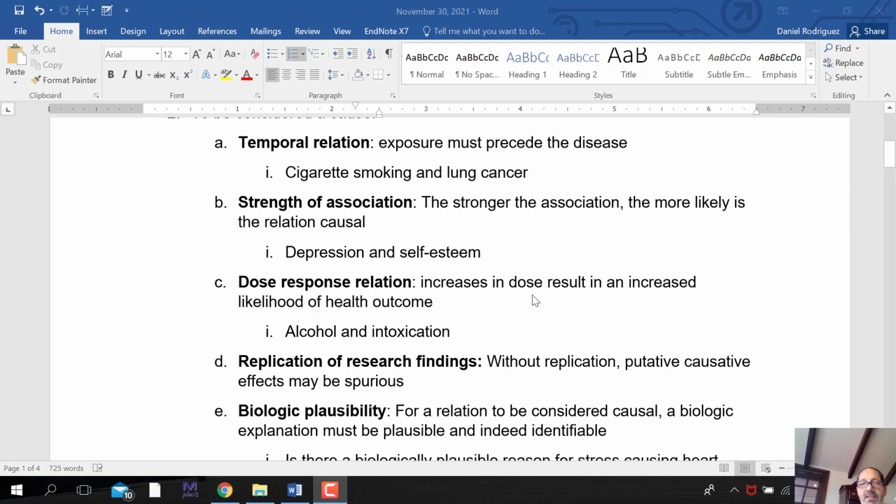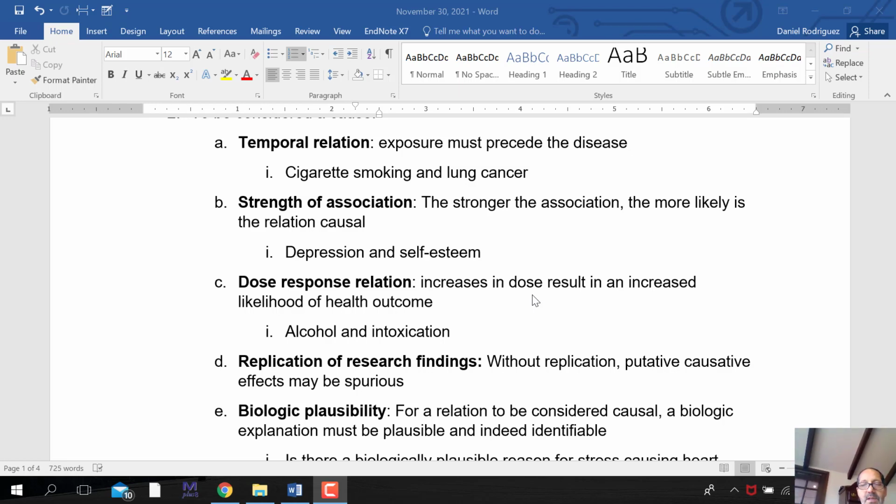So now we're basically accumulating evidence to try to conclude that a relation is causal. A dose-response relation: an increase in the dose results in an increase in the likelihood of the health outcome. A really easy example is alcohol and intoxication. If one says, does alcohol cause one to get intoxicated? Well, yeah, the more you drink, so this is a dose-response relation, the more intoxicated one is.